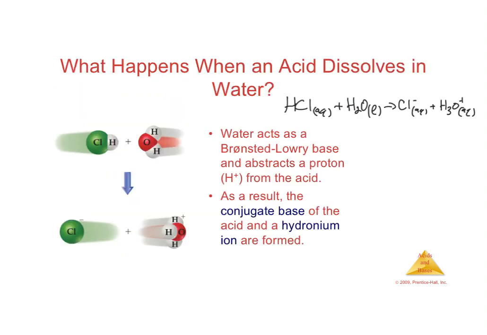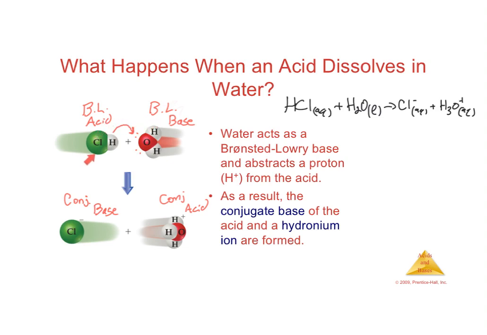So what happens when we dissolve an acid into water? We take the example here of hydrochloric acid and water. We know that hydrochloric acid is a strong acid and it fully dissociates into the chloride anion and hydronium cation. The Bronsted-Lowry acid, hydrochloric acid, donates the proton to the lone pair of electrons on the water molecule, which is acting as the Bronsted-Lowry base, or the proton acceptor. So in this Bronsted-Lowry acid-base reaction, we have the Bronsted-Lowry acid donating the proton to the Bronsted-Lowry base.